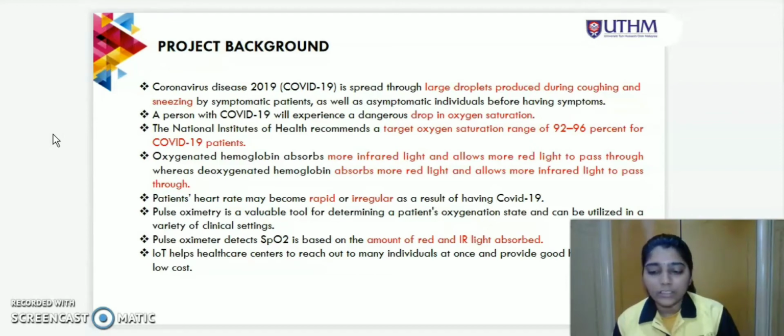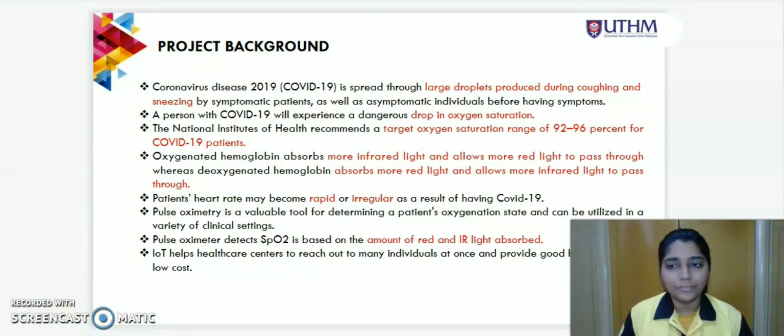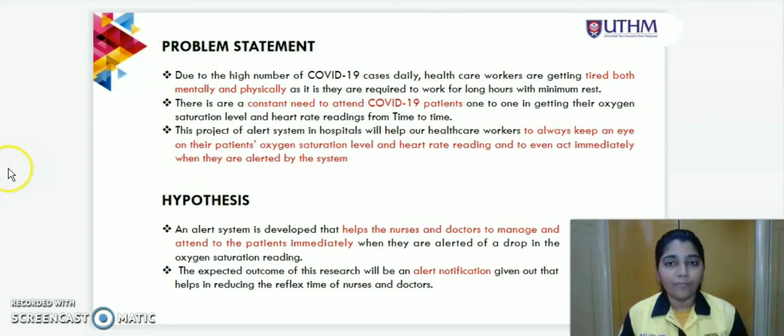The Internet of Things, or IoT, is a network of computer devices, mechanical and digital machineries, goods, animals, and people with unique identifiers, and the ability to transfer data without human or computer contact. The IoT helps healthcare centers reach many individuals at once and provide good healthcare at a low cost. Next, I would like to share the problem statement of my project.